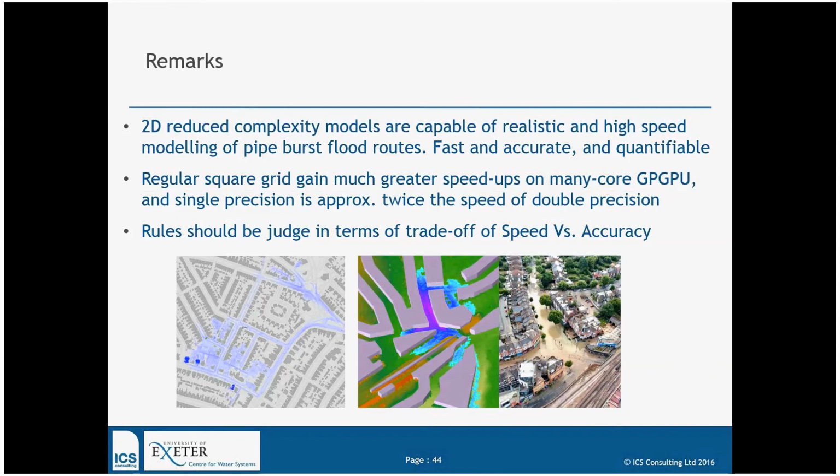So yes, a regular grid gains a much better speed up on a GPU. We can use single precision on a GPU, and that will gain approximately twice the speed up, and rules should be judged in terms of this trade-off.